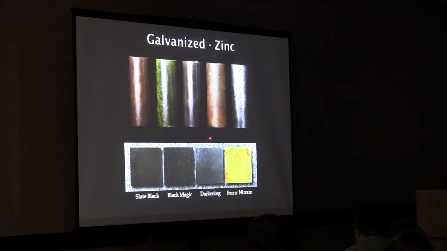And this is slate black, and again, these are put on hot, so you kind of get the idea of what these look like on galvanizing. This is ferric nitrate. Here's a black, well, I showed you this one before, black magic.